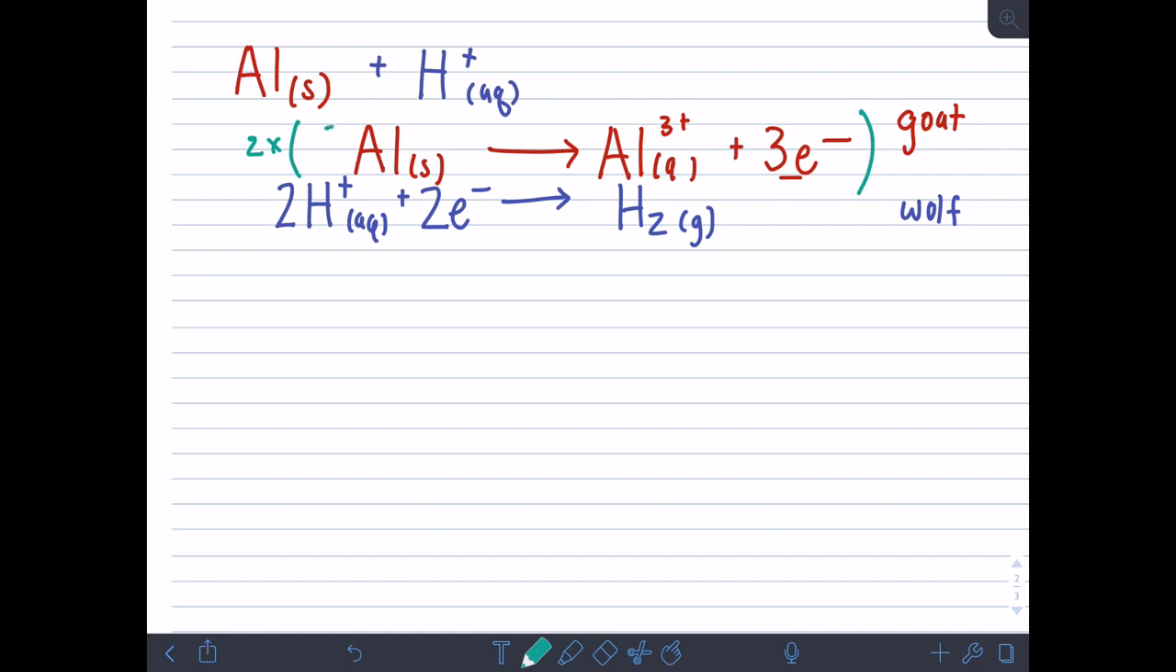So I'll have 2 aluminum solids. That will produce 2 aluminum ions, as well as 6 electrons. Because 1 aluminum produced 3 electrons, so 2 aluminums will produce 6 electrons. I have distributed this multiplier as the coefficient for all of my species here. And when you get to a coefficient that is not 1, like the aluminum was, then you multiply the multiplier by the coefficient.